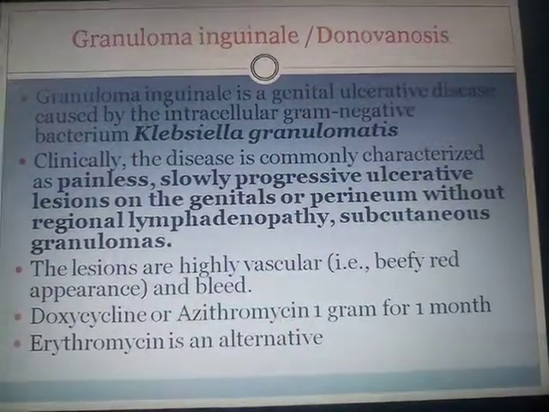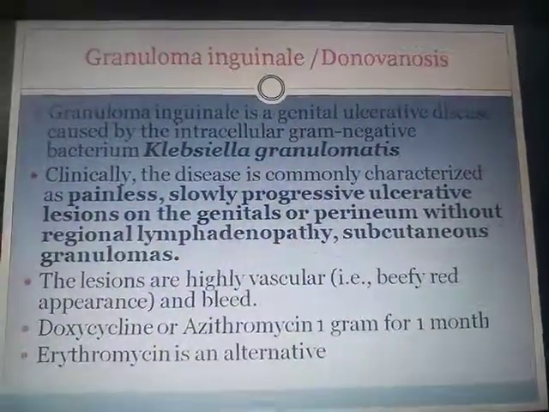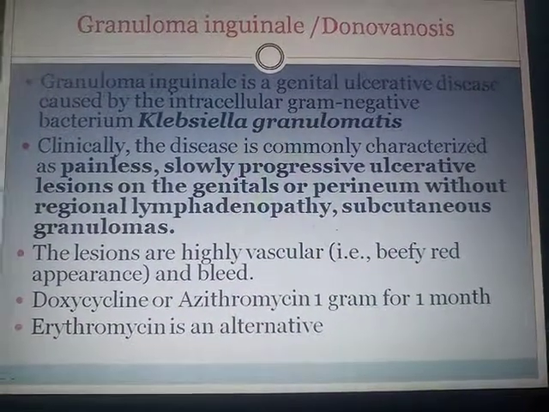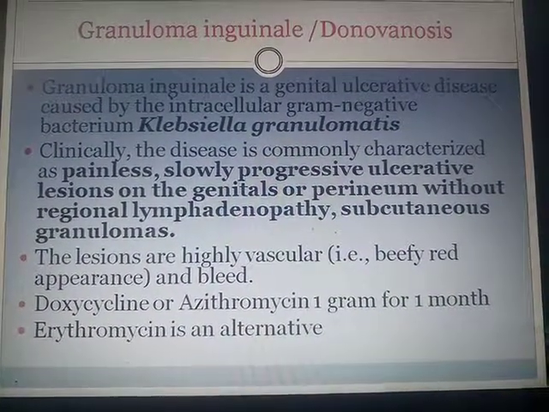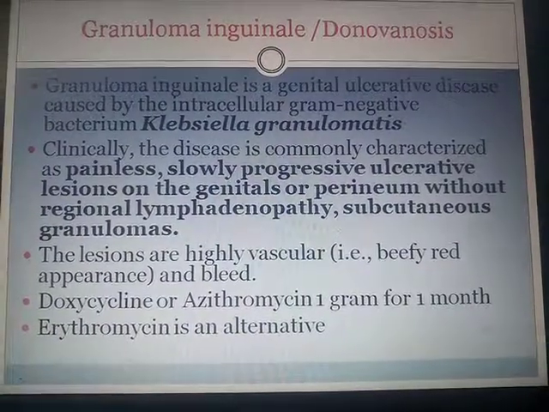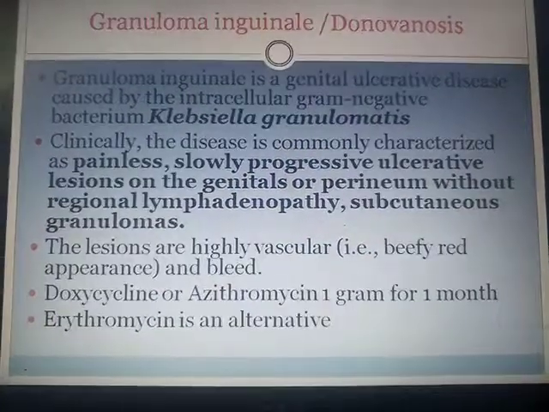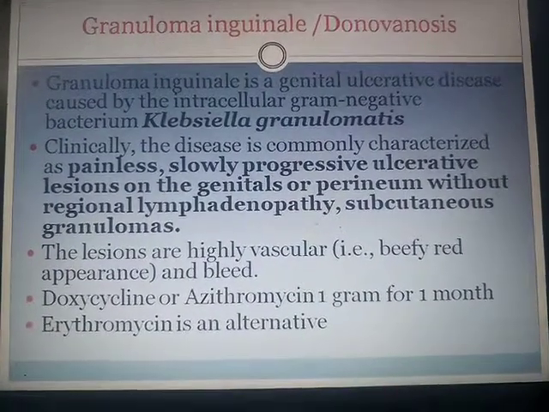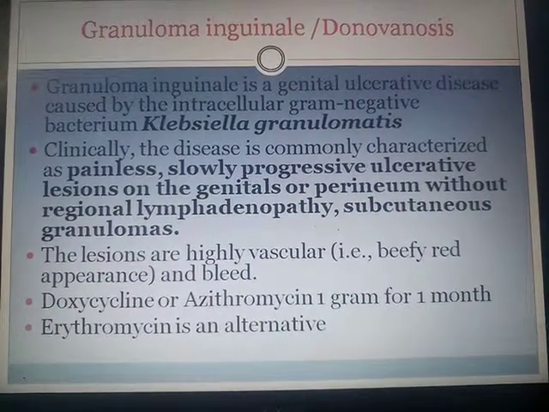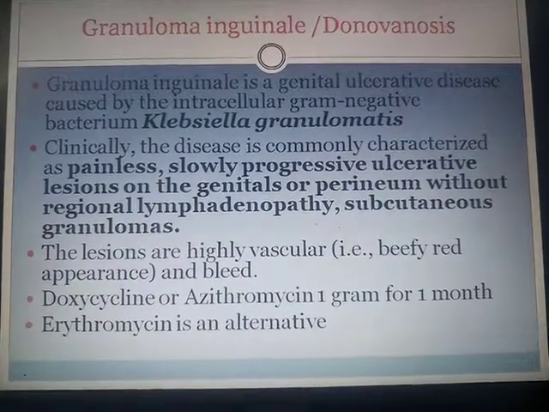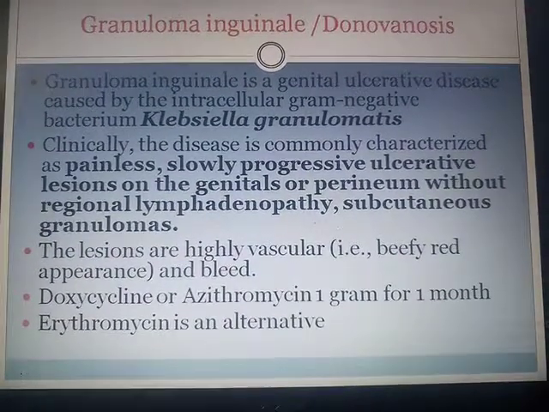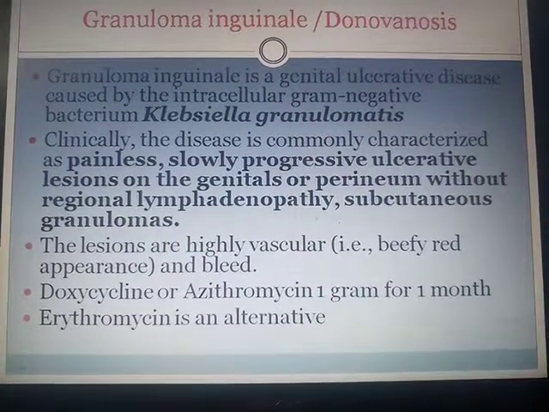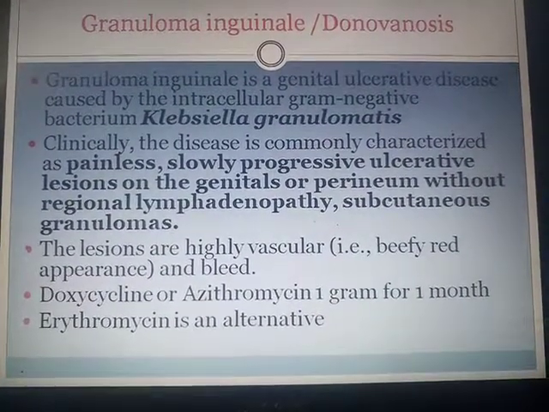Granuloma inguinale or donovanosis. Granuloma inguinale is a genital ulcerative disease caused by an intracellular gram-negative bacterium, Klebsiella granulomatis. Clinically, the disease is commonly characterized by painless, slowly progressive ulcerative lesions on the genitals without regional lymphadenopathy, with subcutaneous granulomas. The lesions are highly vascular, that means a beefy red appearance, and they may bleed.